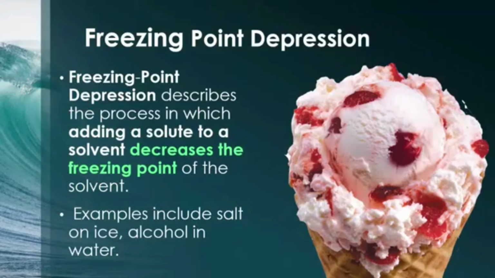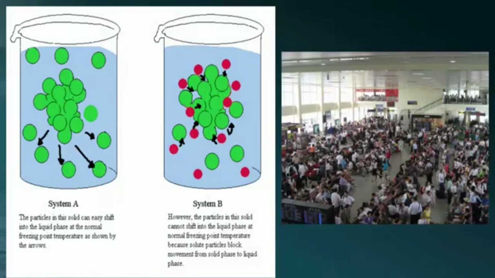The other consequence of adding solute to a pure solvent is freezing point depression. So the boiling point increases and the freezing point decreases. This is why we add salt to icy roads, because normally the freezing point of water is 0 degrees Celsius, but adding salt can decrease the freezing point to a negative number.